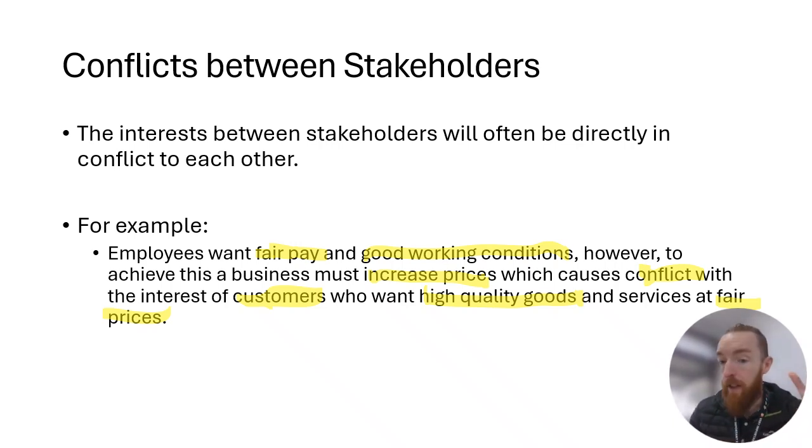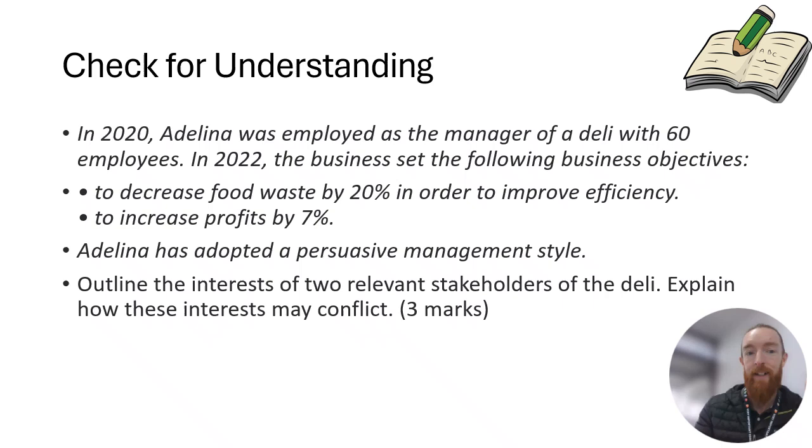There could be an infinite amount of different conflicts. It's going to depend on the situation. I almost always recommend, unless you've been told you cannot, go with employees and customers because it's a clear clash, or owners and customers because owners want a return on their investment. One of the easiest ways to do that is to increase prices. Or, owners want a return on their investment, therefore the business may cost cut. This will conflict with employees as they may lose their job and therefore no longer have fair pay and good working conditions. So if we do a bit of a check around this.